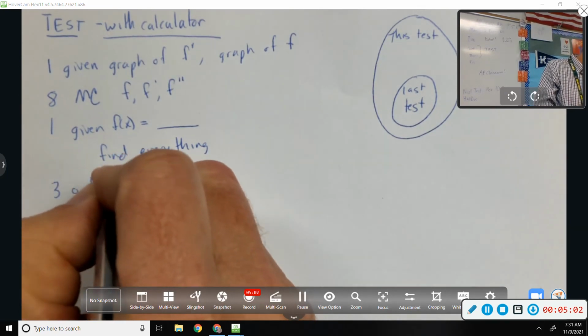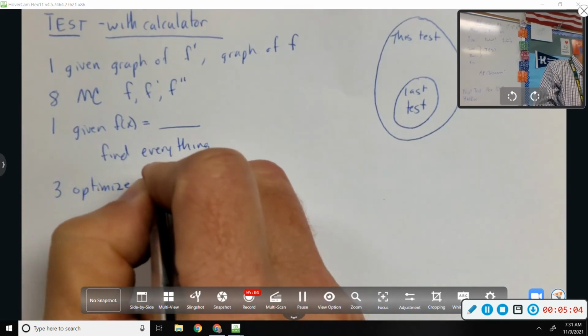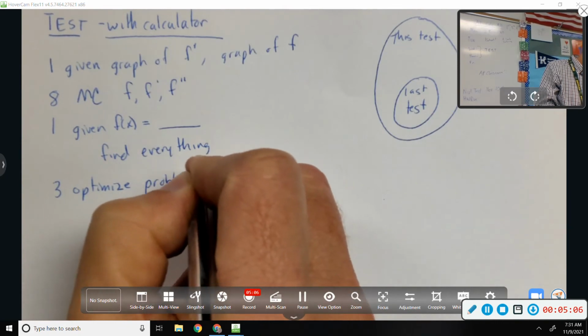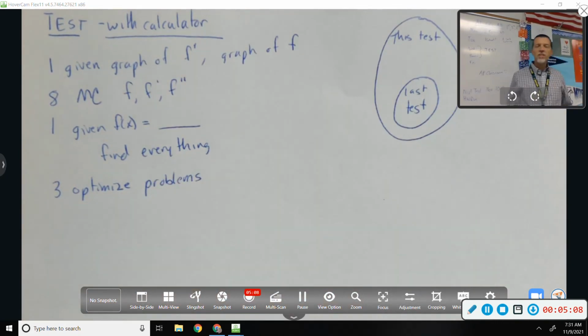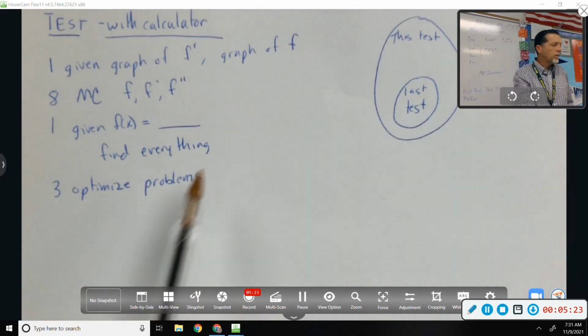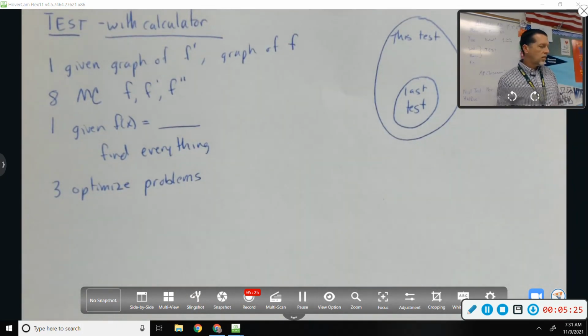3 optimization problems. But remember, those aren't like 4 points each. Those are like 8 points each because there's so much going on. Set up an equation, take a derivative, set it equal to 0, figure out if it's a max or a min, answer the right question. So 3 of those. Those would definitely be ones where the calculator is necessary.